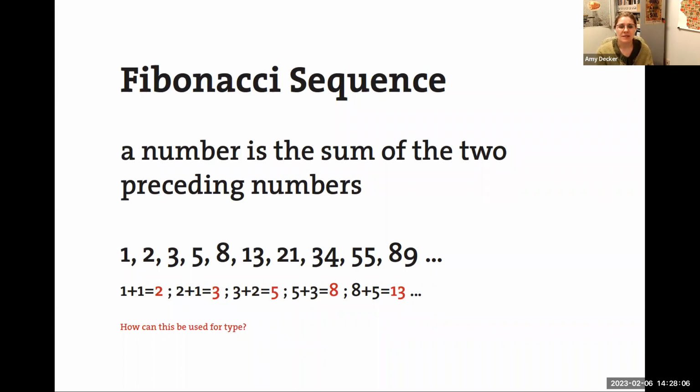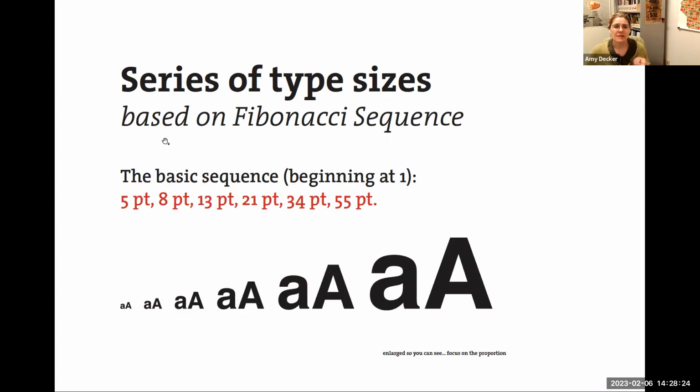Fibonacci sequence: a number is the sum of the two preceding numbers. 1 plus 1 equals 2, 2 plus 1 equals 3, 3 plus 2 equals 5, and so on. How can this be used for type? Well, by using it for a series of type sizes based on the Fibonacci sequence. So for example, 5 point, 8 point, 13 point, 21 point, 34 point, 55 point. So when you're thinking of typographic hierarchy on your page, you can use this Fibonacci sequence to help you make choices based on a sequence that has been around for ages.